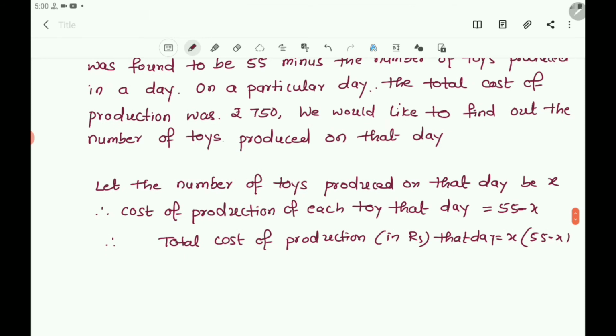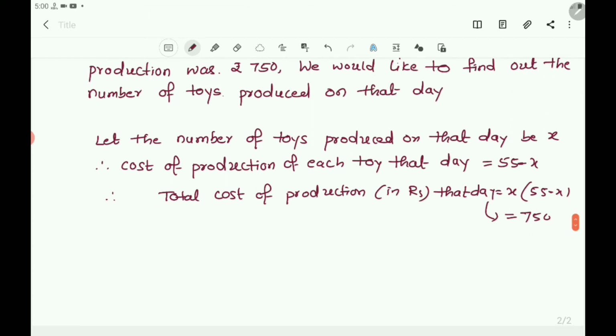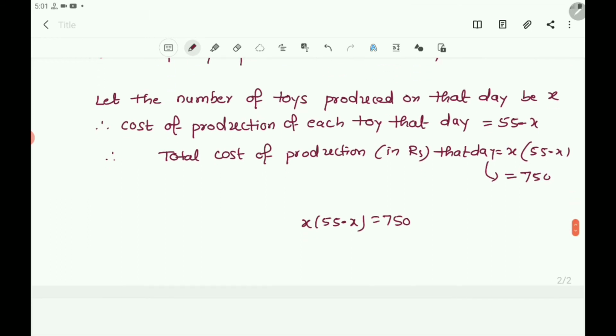And that equals what? It is given that it equals 750. So you can have x into 55 minus x equals 750 and multiply it. x into 55 is 55x, minus x into x is minus x square, equals 750.